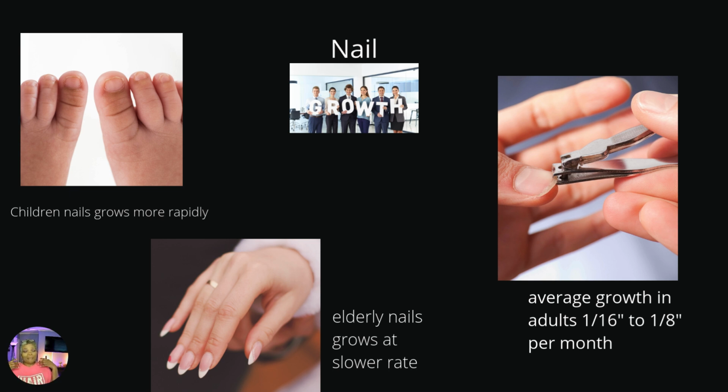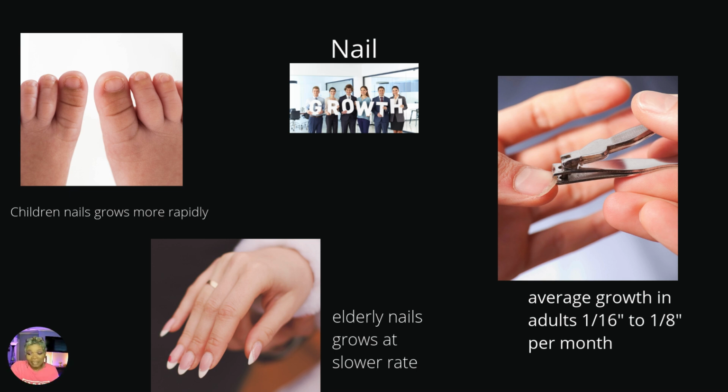Just like our hair may slow down when we age a little bit more, the cells are not producing like they used to. And so our hair may not grow as fast, our skin may not regenerate the way it should, and our nails may not grow like they should because of the cell activity slowing down. But the average growth we see in an adult is 1/16 to 1/8 of an inch per month. Now, some people may get more. That's just an average. I didn't come up with it.